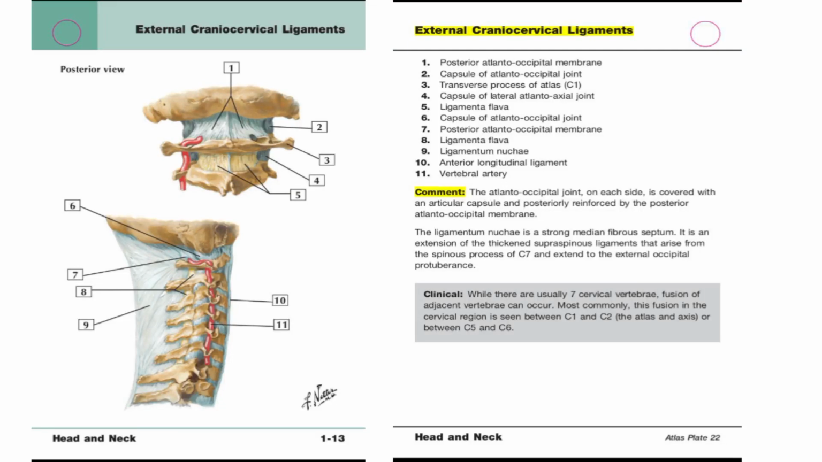In this lecture, we will discuss the external cranio-cervical ligaments. These are on the external side. So let's start with the labels. Label 1 is the posterior atlanto-occipital membrane. You can see this in the posterior view.